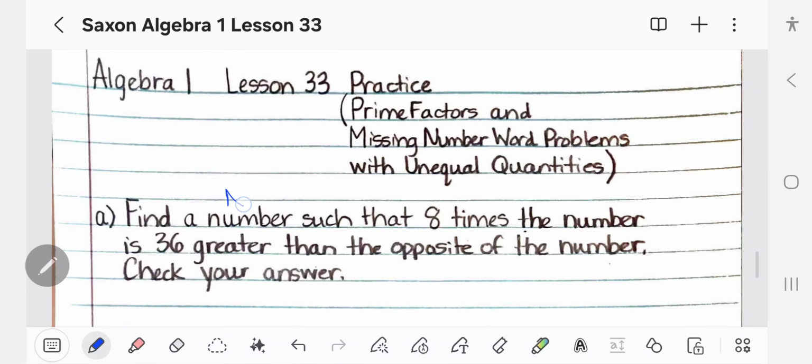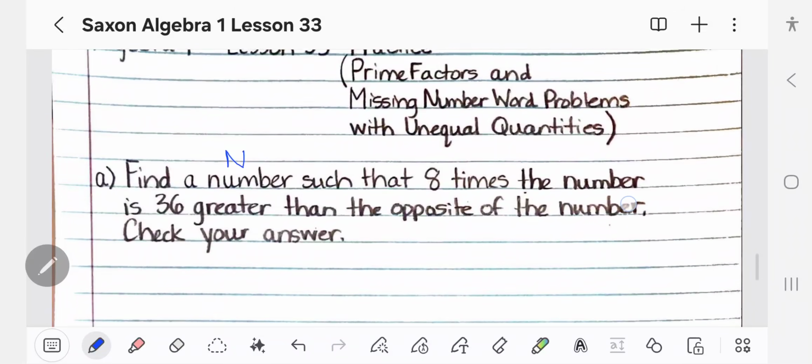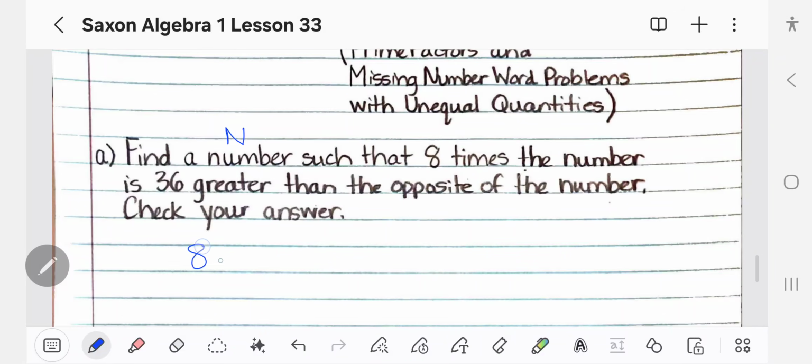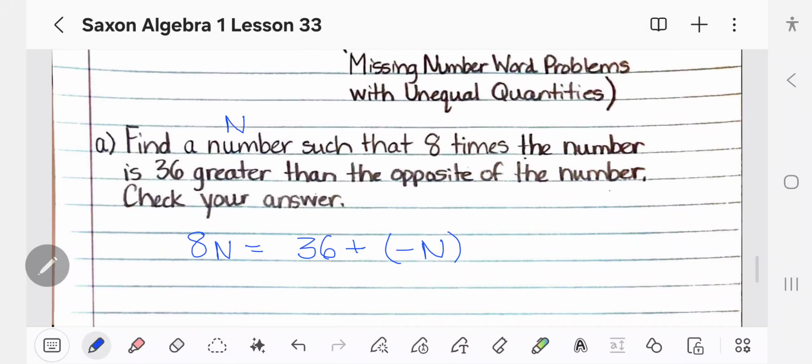Find a number that we'll call n such that 8 times the number. Normally at the end of the problem they'll say find the number, but here at the beginning they said it. So find a number such that 8 times the number is 36 greater than the opposite of the number. All right, we've got a little simplification we can do here. That could just be 36 minus n to make it a little more simple.